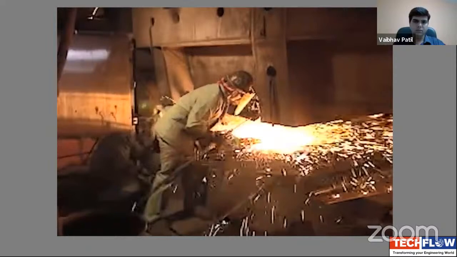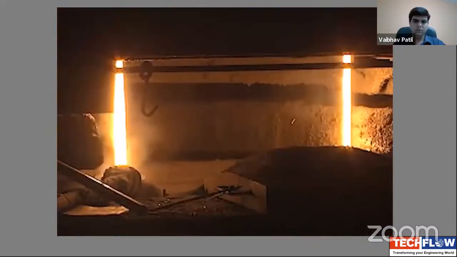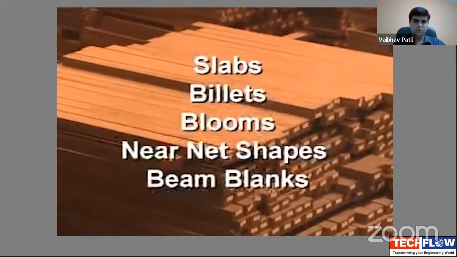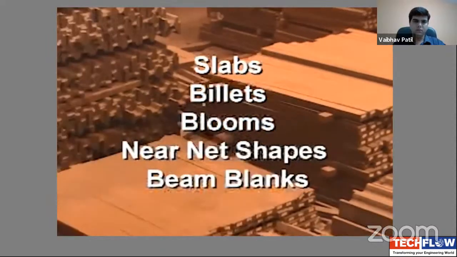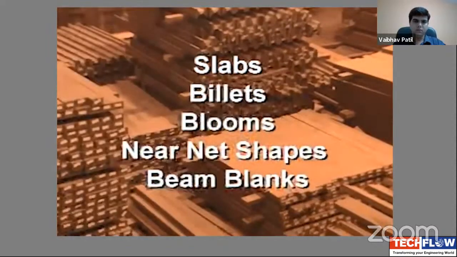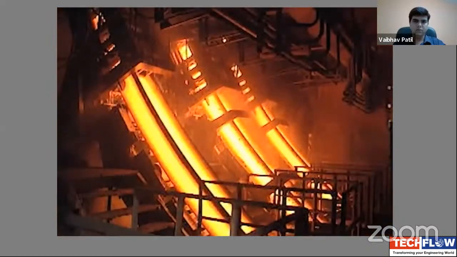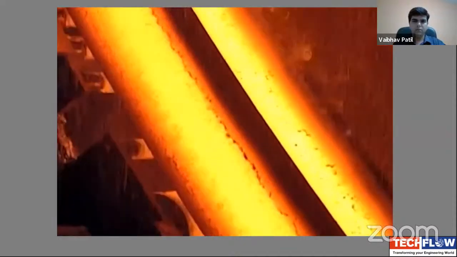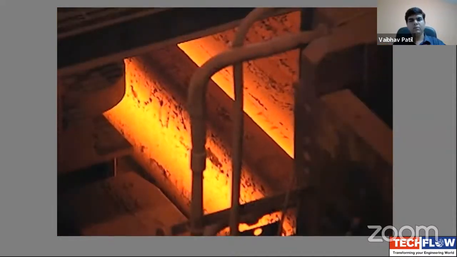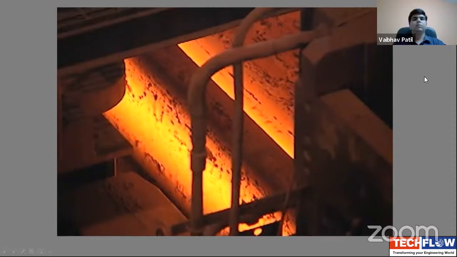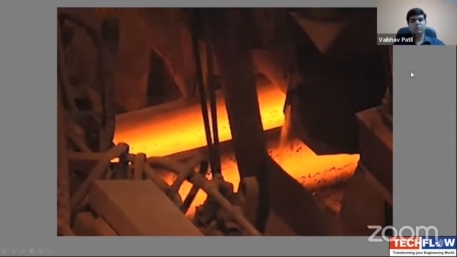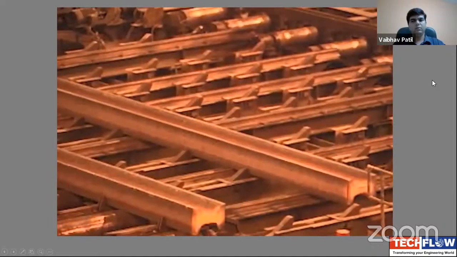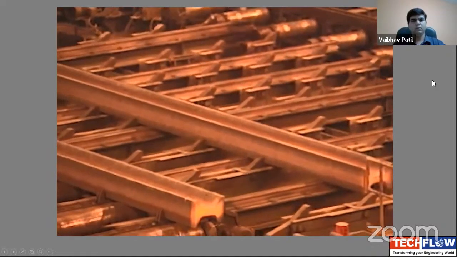The steel then moves through continuous casters, where it will be made into slabs, billets, blooms, near-net shapes, or beam blanks. In the continuous casters, the steel flows through nozzles into water-cooled molds, where it is cast into a continuous bar. When the steel comes out of the caster, it must cool to 1600 degrees in order to solidify.